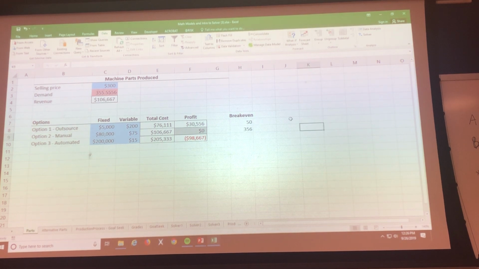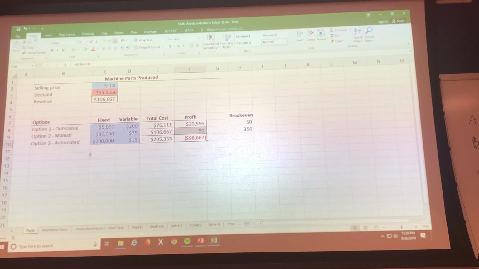356. Otherwise, I'm still slightly losing money. Okay, and then let's switch over and do this yet a third time, the same thing a third time.